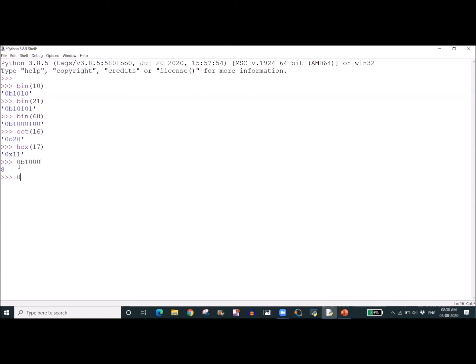Now I am giving 0 octal number 100, means 64. We are expecting the decimal 64. Yes, absolutely correct. Now we are giving the hexadecimal 100, means 16 power 0, 16 power 1, 16 power 2. 16 power 2 means 256. 256 should be printed.